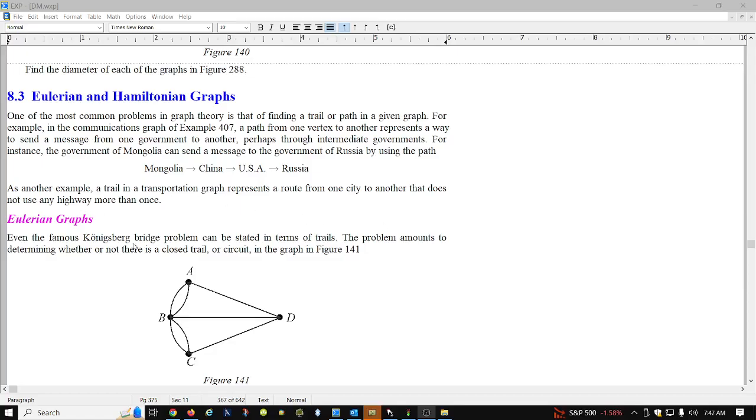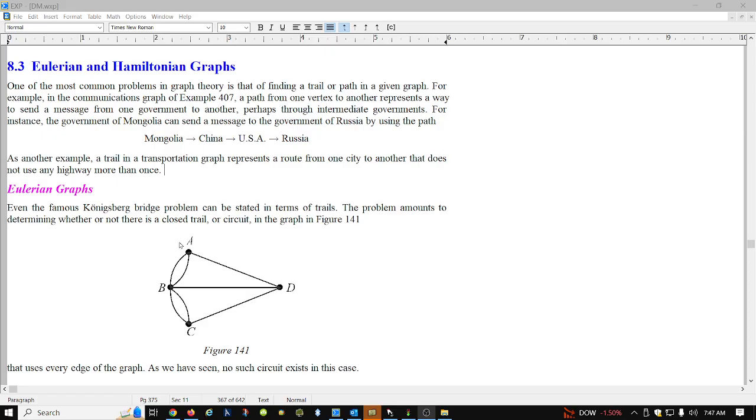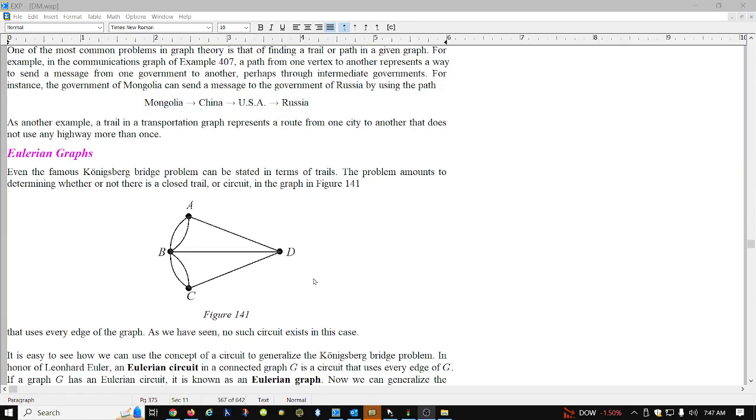Even the Königsberg Bridge problem that we stated earlier can be stated in terms of trails. The problem amounts to whether or not there's a closed trail, also called a circuit, in this graph that covers every edge of the graph. So it will therefore cover every edge exactly once. And as we saw, there is no such circuit.